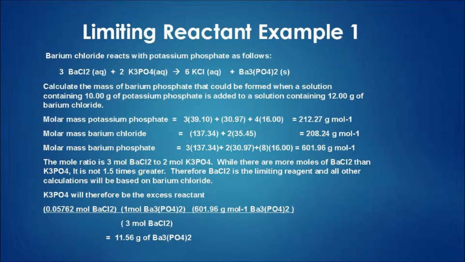While there are more moles of barium chloride than there are potassium phosphate, it's not 1.5 times greater. Therefore, barium chloride is the limiting reactant, and all other calculations will be based on barium chloride. Also, since we have our limiting reactant, we can conclude that potassium phosphate is therefore the excess reactant.